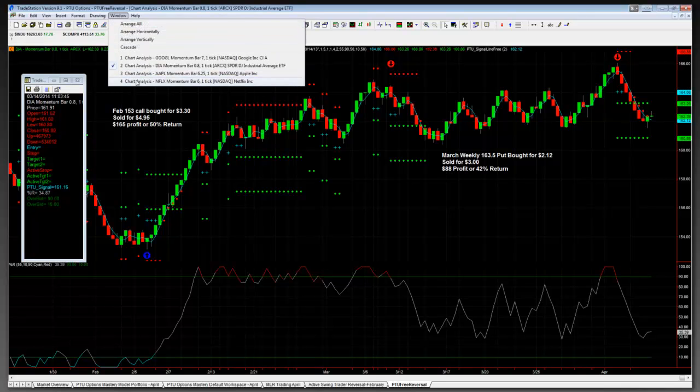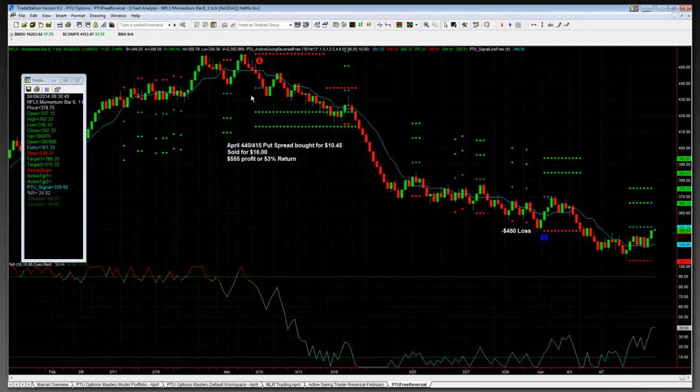Let's take a look at Netflix. Okay, Netflix was making new all-time highs almost on a daily basis earlier in the year. Okay, we got way overbought, which you can see here on %R. Okay, we got up above 90. We got a close below the signal line, which we got right here. We triggered into the short trade.